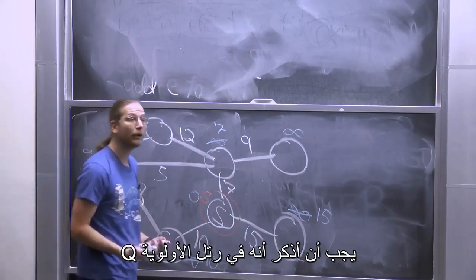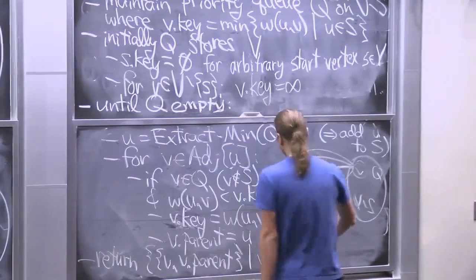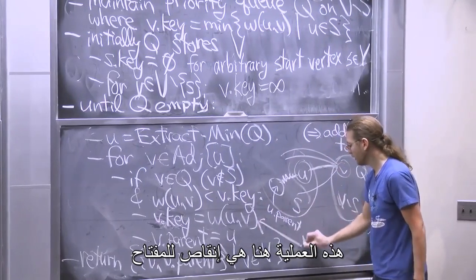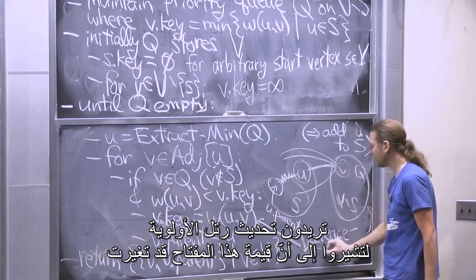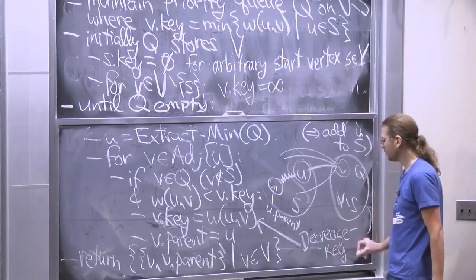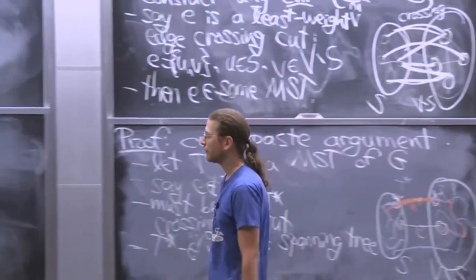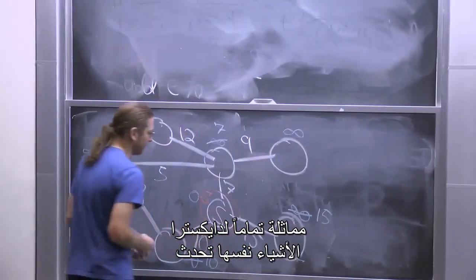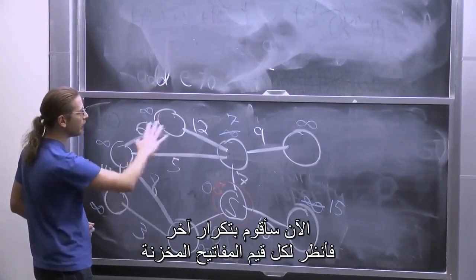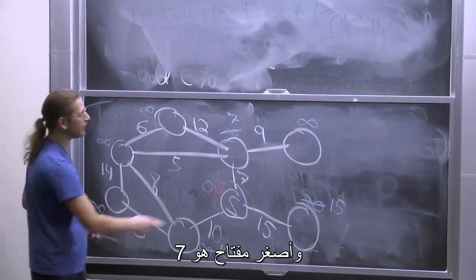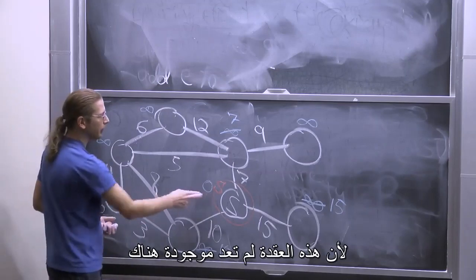I should mention that in the priority queue, this is a decrease key operation. You need to update the priority queue to say, hey, look, the key of this node changed. And so you're going to have to move it around in the heap or whatever. Just like Dijkstra, same thing happens. Okay, so I've decreased the key of those three nodes. Now I do another iteration. I look at all of the key values stored. The smallest one is 7, right? Because this node's no longer in there.